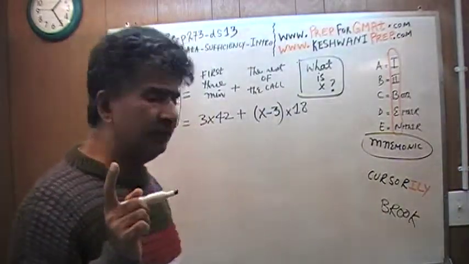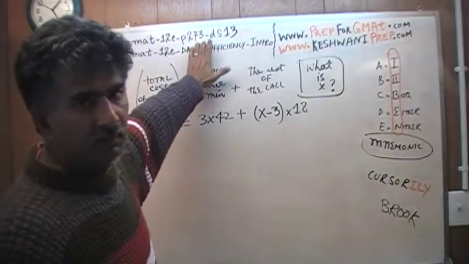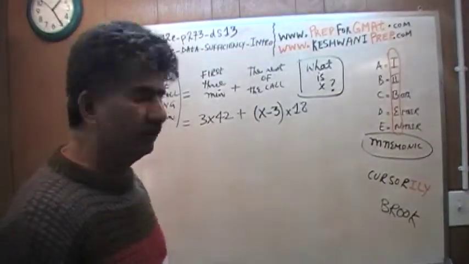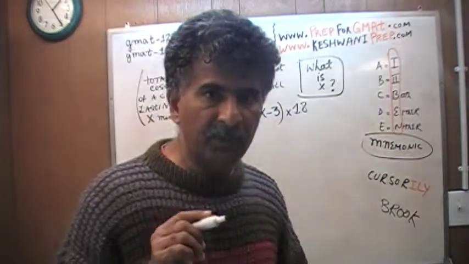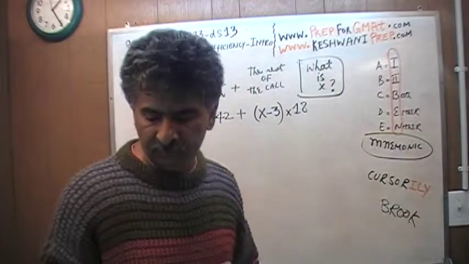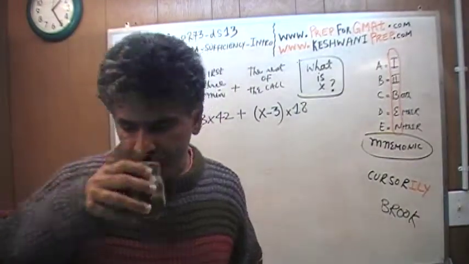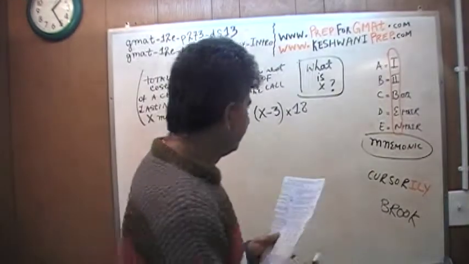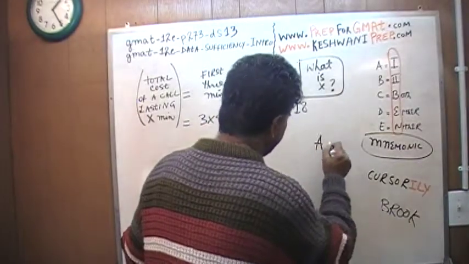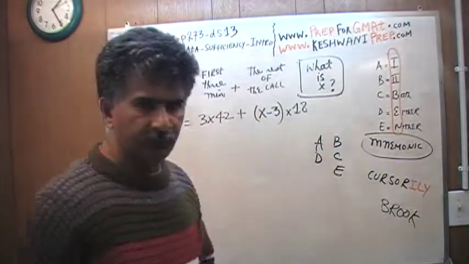The very first thing we do in a data sufficiency problem, if you've been watching my previous videos, the first 12 videos, as soon as the data sufficiency problem pops up on the screen, get in the habit of doing this thing. As soon as the data sufficiency problem pops up on the screen, write down A, D, B, C, E. Just make that your mantra.